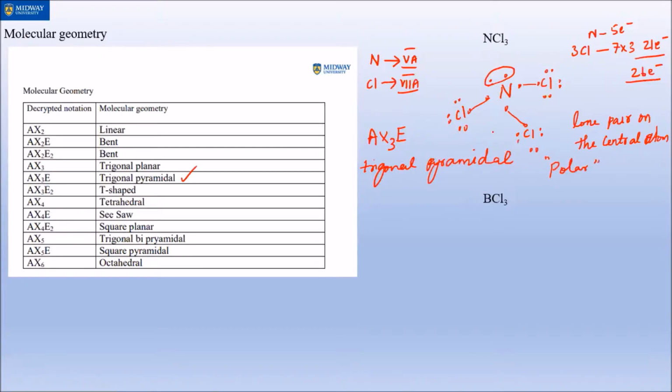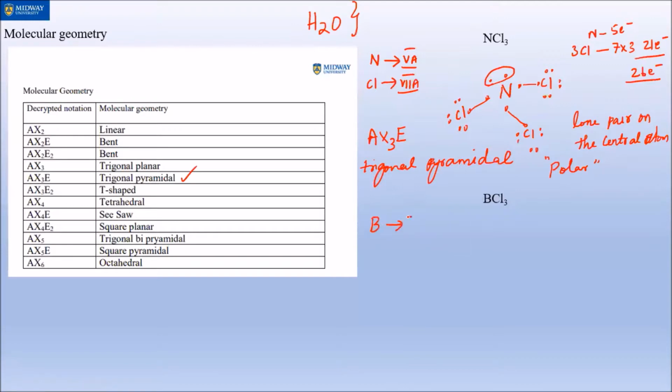You don't believe me? Go ahead and try it for H2O and figure out what it is. Just practice. In addition to what I'm going to give you, this is an extra problem. Start practicing for H2O. Let's do it for BCl3.